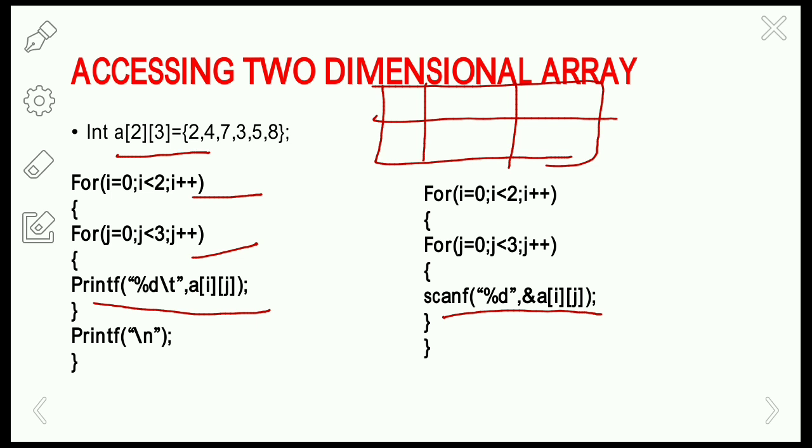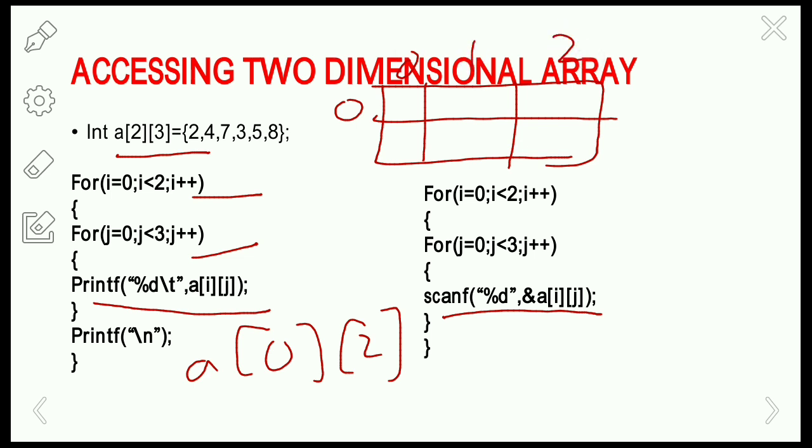Suppose I want to access the location a[0][2]. So a[0][2] will be in this part, 0 0, 1 and 2. This location will be accessed here using this statement.